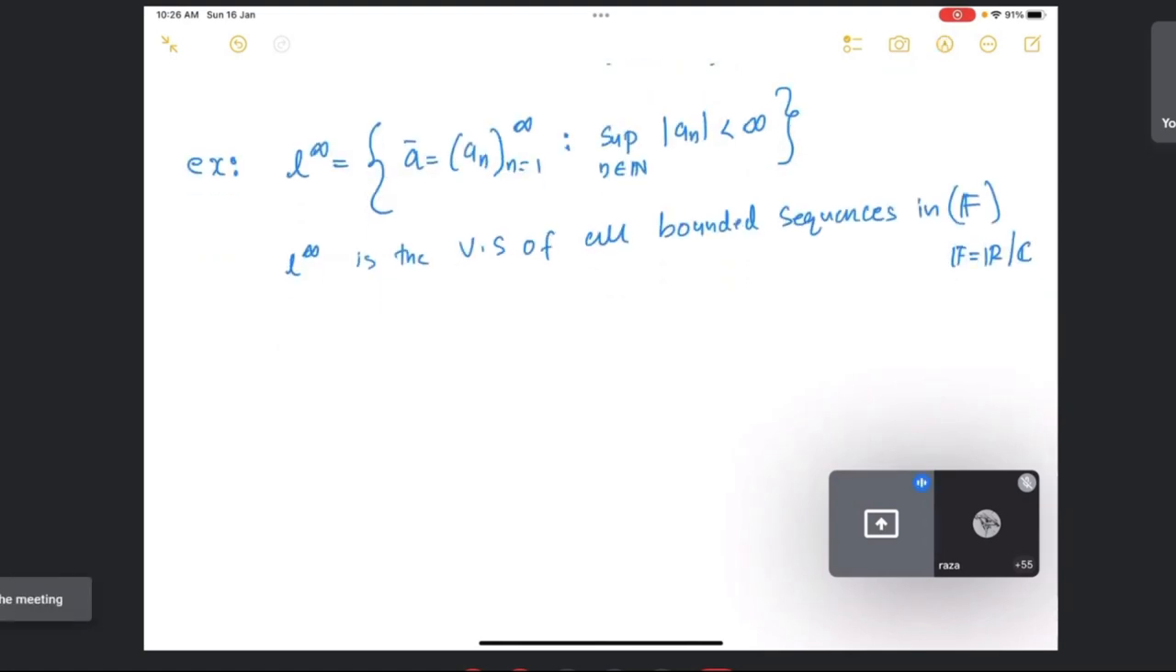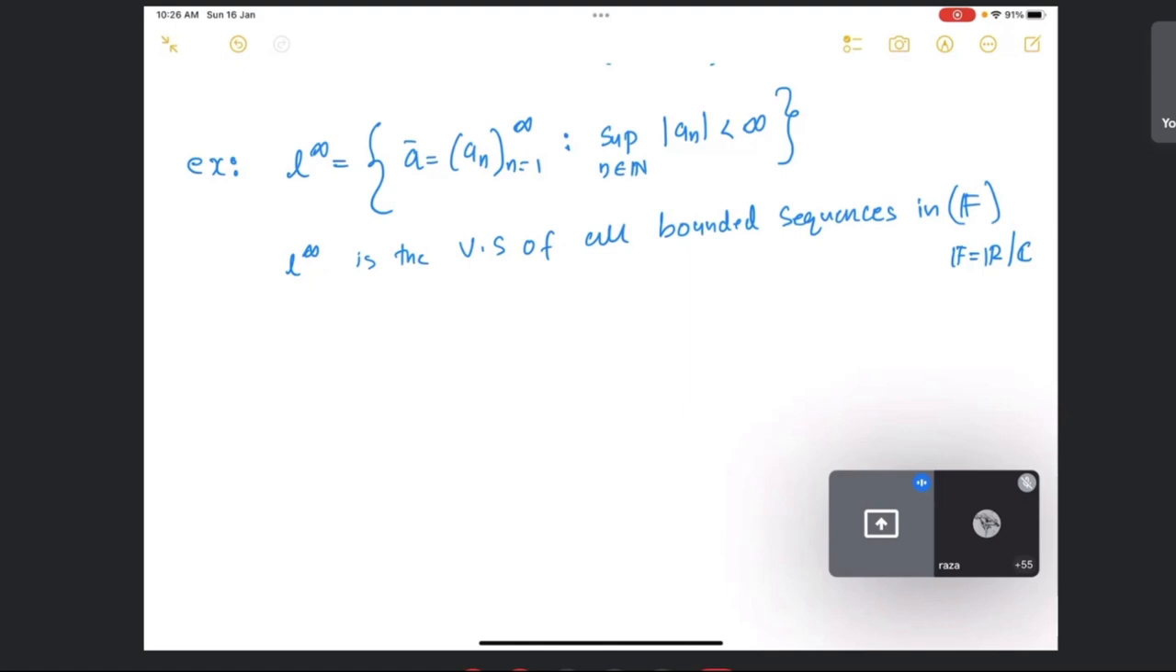And how will you define a norm? Now we have a vector space. You can simply check that the sum of two bounded sequences is again bounded, and if you multiply it with a scalar, it is again going to be bounded. So we have a vector space structure on L infinity.